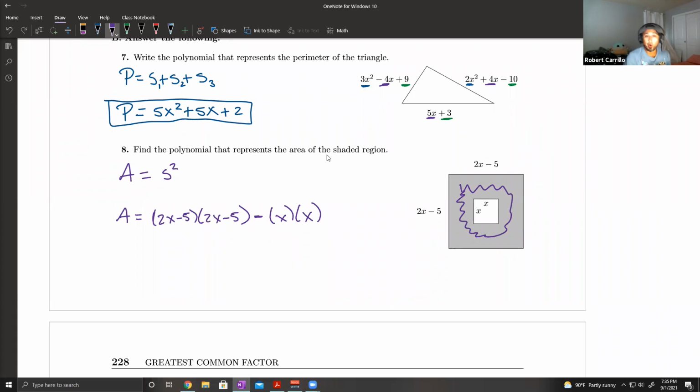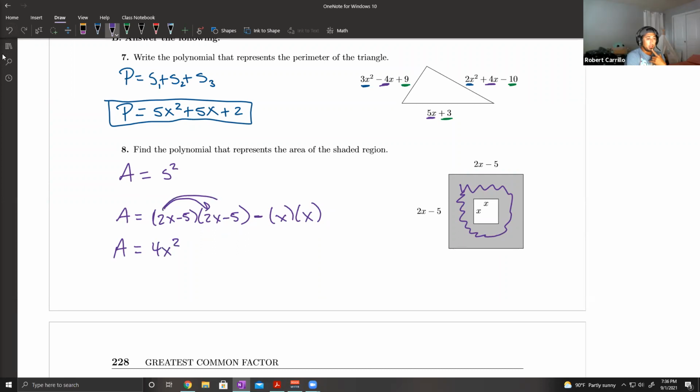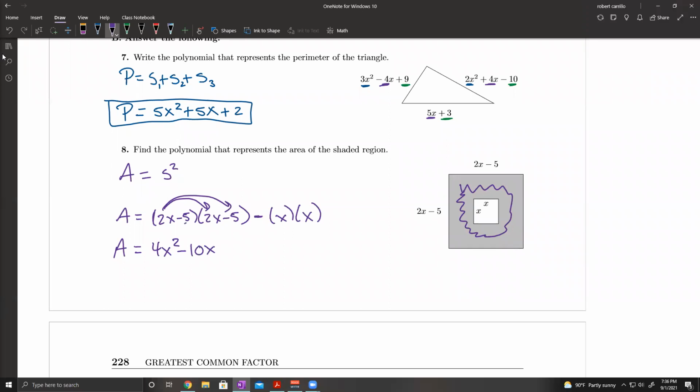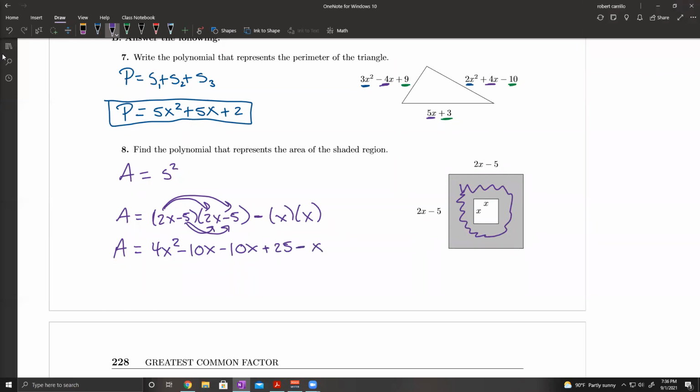So we are all set up to find the area of the shaded region. Now all we have to do is FOIL the first two, multiply the last two, and simplify. So let's do that. When we FOIL, what is 2x times 2x? 4x squared. What is 2x times negative 5? Negative 10x. Do we get the same thing with negative 5 times 2x? Negative 10x. And what is negative 5 times negative 5? Positive 25. And what is x times x? X squared.